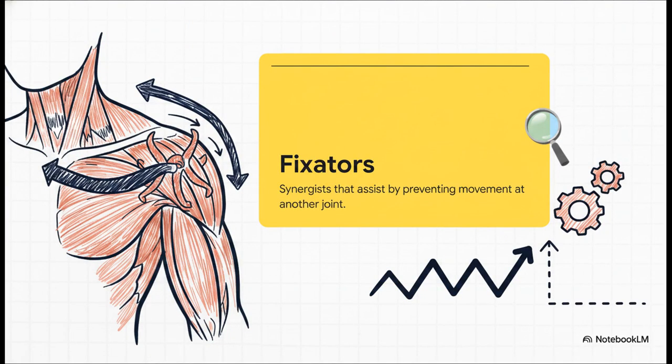Let's look a bit closer to see how this builds into an even more refined system of control. Within that group of supporting players, we have a specialized type of synergist called a fixator. Fixators are absolutely vital. They assist by preventing movement at another joint, effectively stabilizing the origin point. Because without fixators anchoring your posture, the prime mover would just waste energy pulling both ends of the skeleton at once, instead of creating a clean, targeted movement.